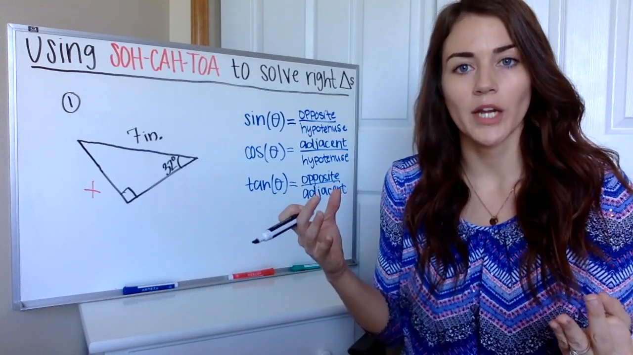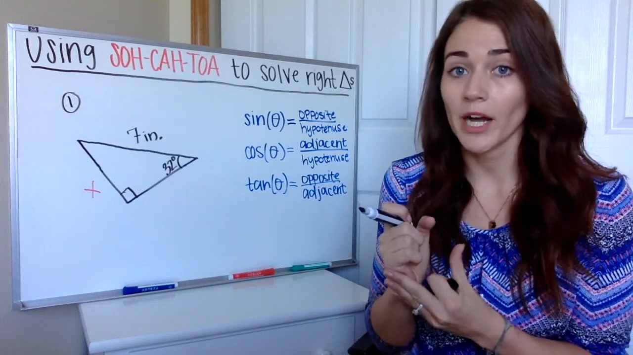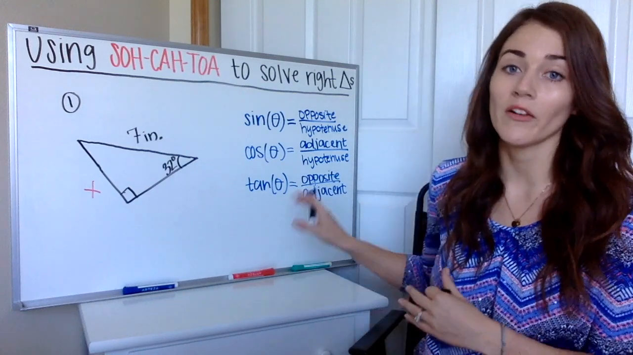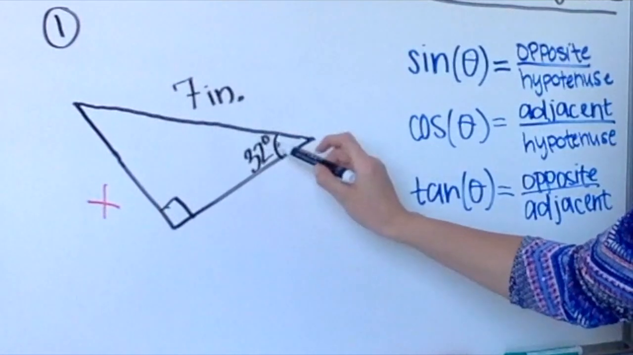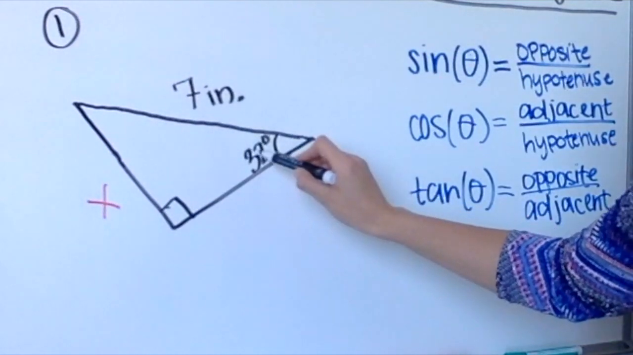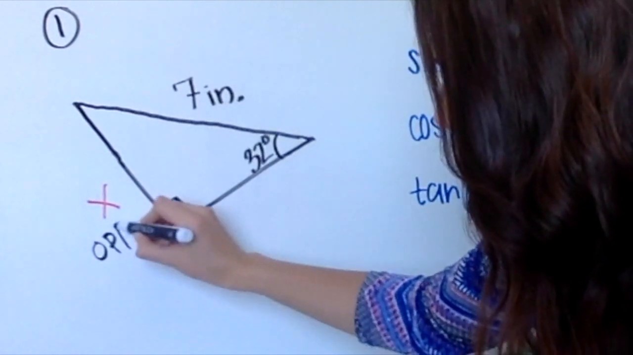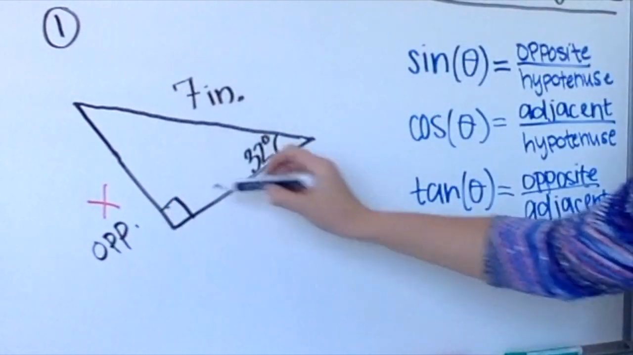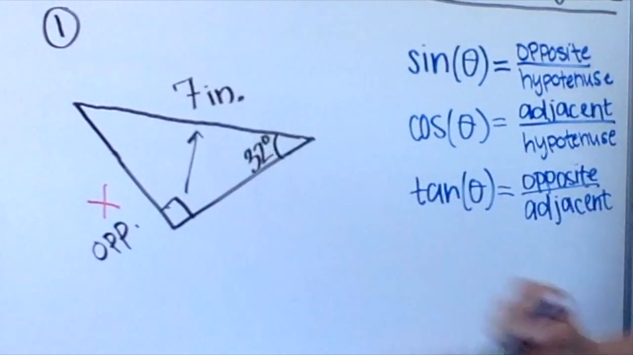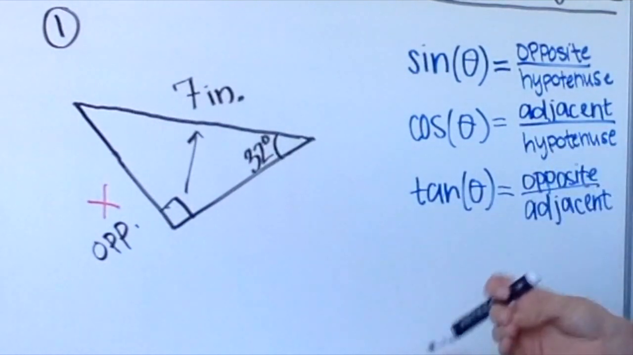And then what am I trying to find? Opposite, adjacent, or hypotenuse? That's going to determine what function we use. Okay, so if we're looking at this angle, this one is across. We're trying to find our opposite, and we're given the one across from our 90-degree angle, which remember that's always our hypotenuse.